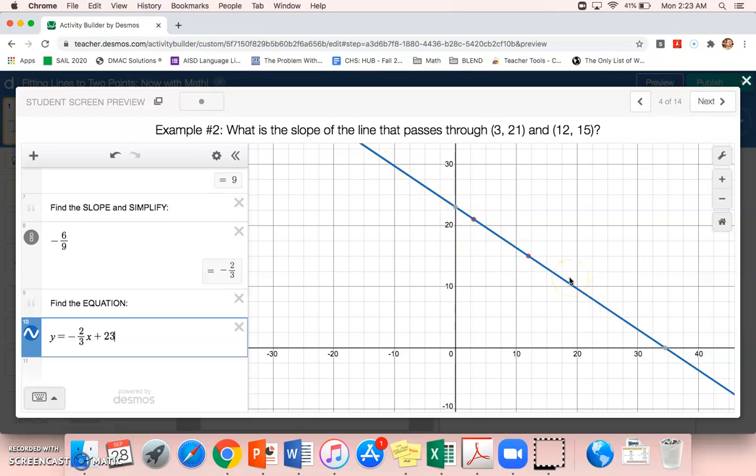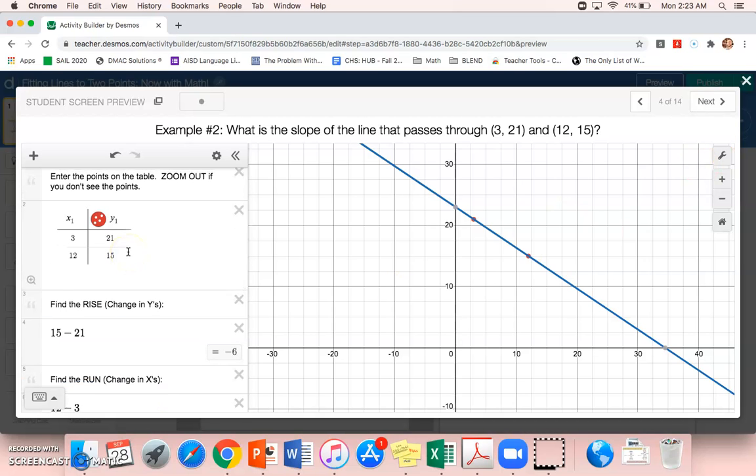As you move through, you'll have several examples. You're doing the same thing. This information will stay here for you, so you can kind of refer back to it.